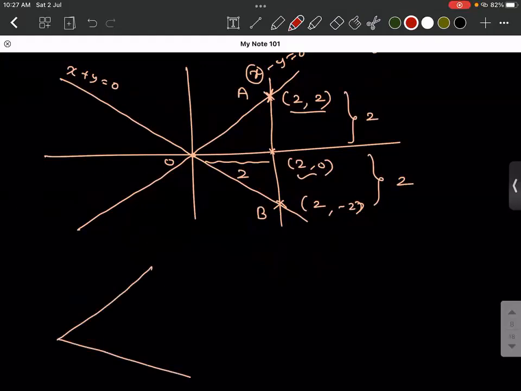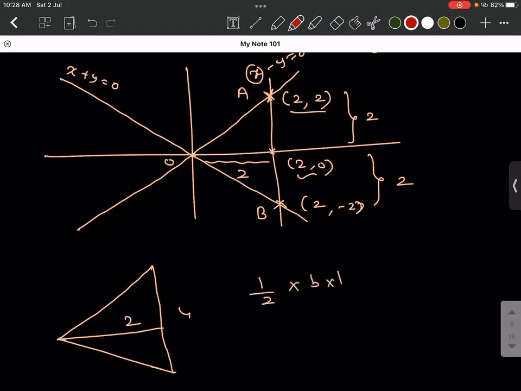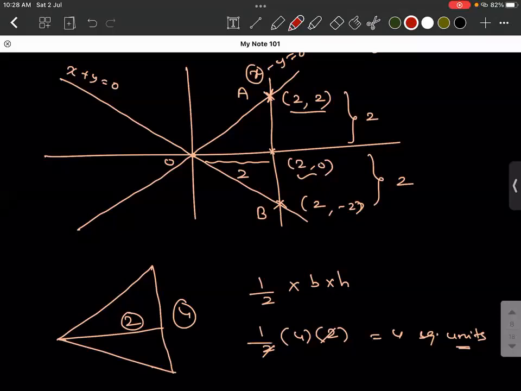If I take the triangle OAB separately, so this is 4, this is 2. So half into base into height. Half into base is how much? Base is 4, height is 2. Cancel it. Answer is 4 square units. Is it clear? So there's actually a good problem.